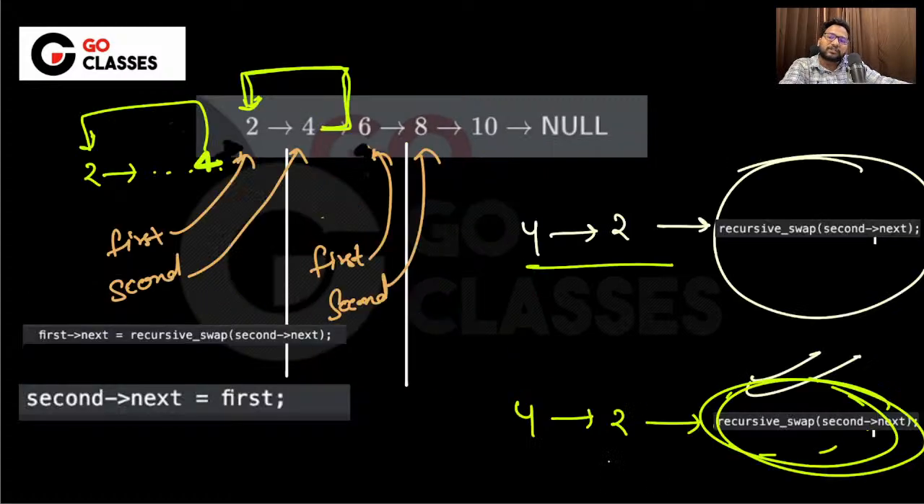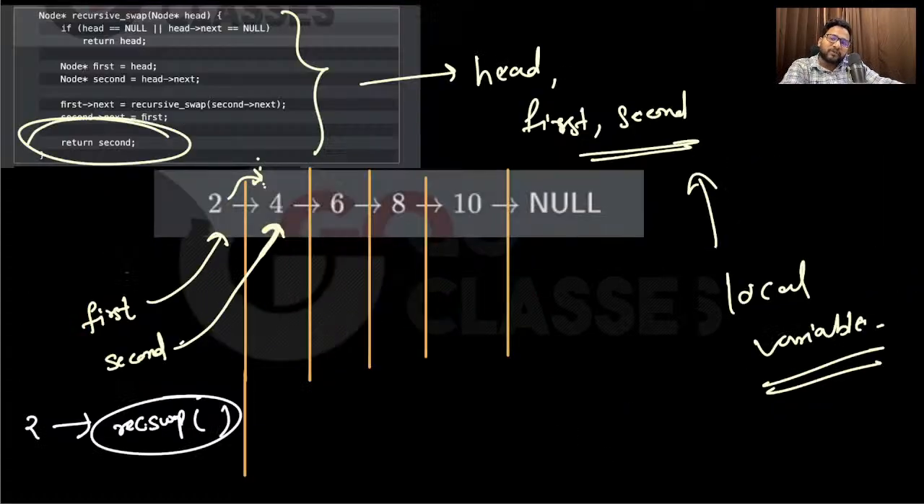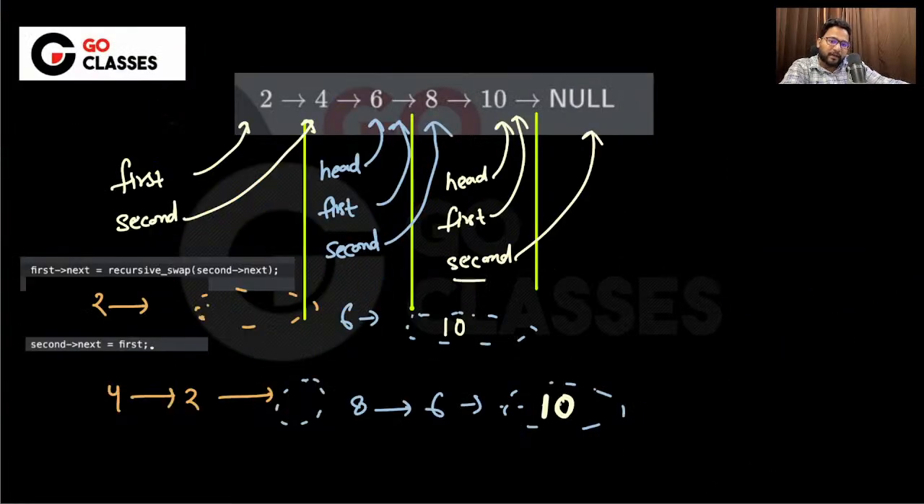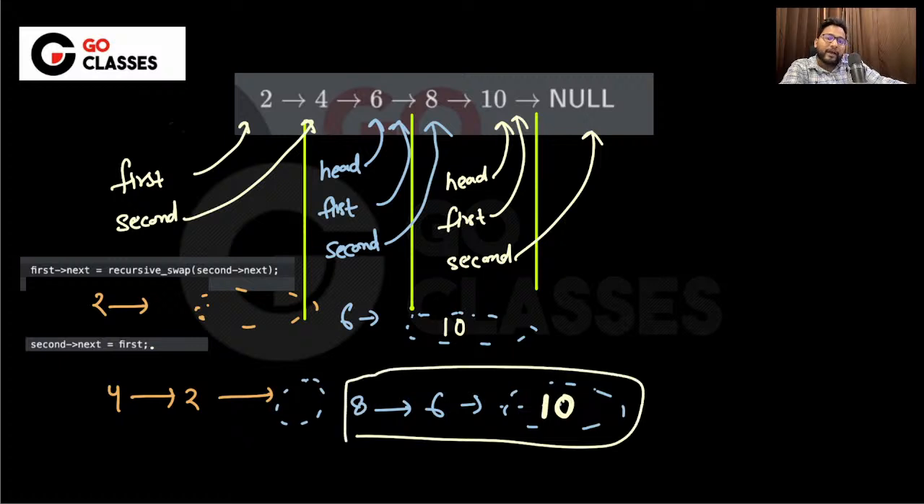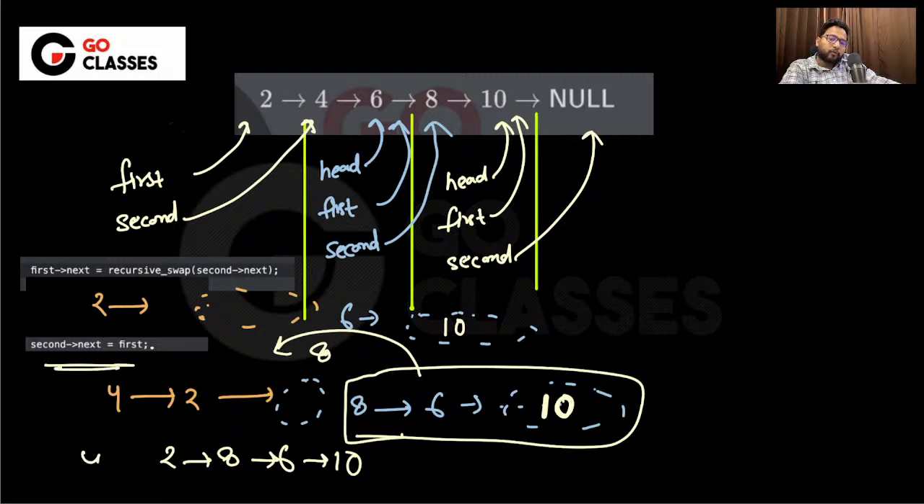Now let's just see what this function call is returning. If this is the base case, then it will return head, that was 10. But if it is not the base case, it will return second. So what is second here in this particular function call? Second is basically 8. So the 8, 6, 10 link will get established, and then it will return 8. And who is waiting for 8? 2 is waiting for 8. So 2 will start pointing to 8, which points to 6, which points to 10, and then because of the last line, 4 will start pointing to 2.